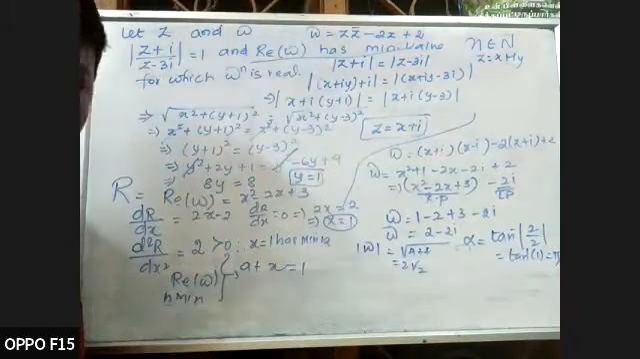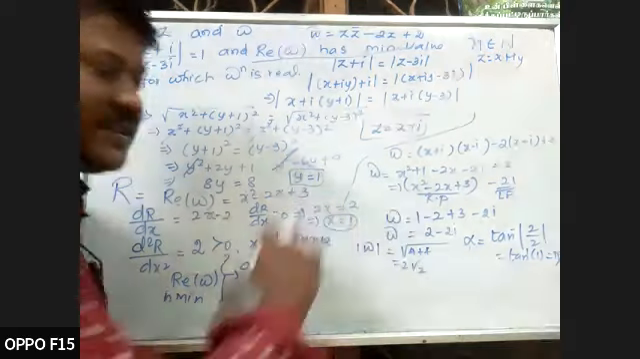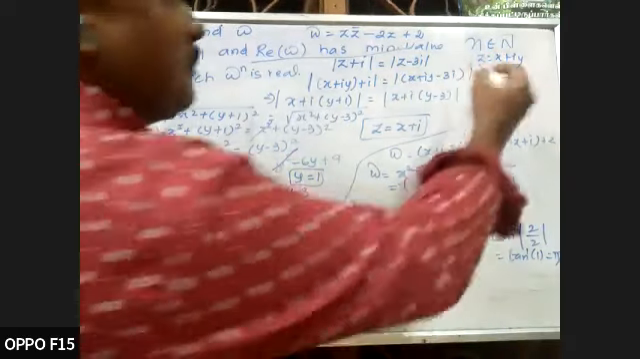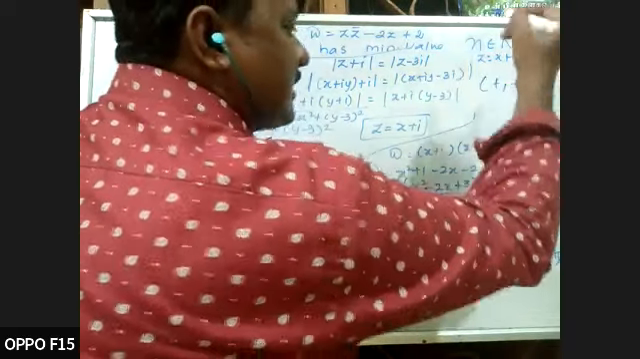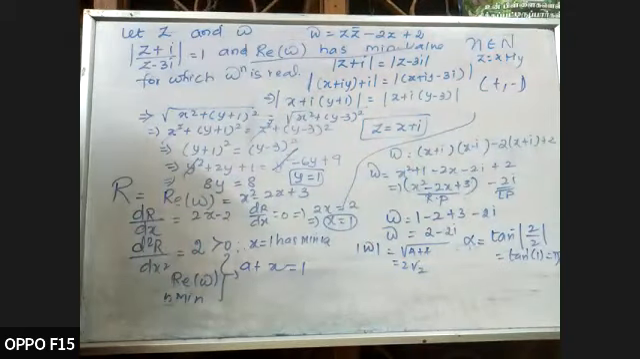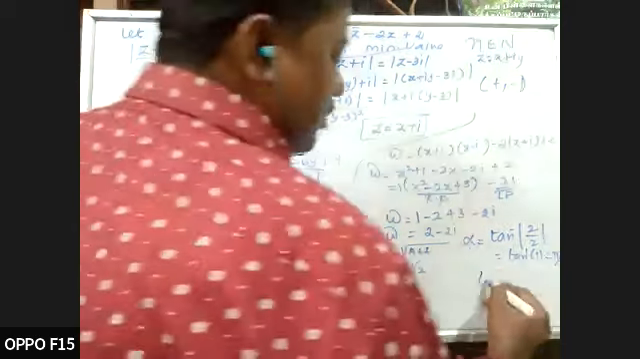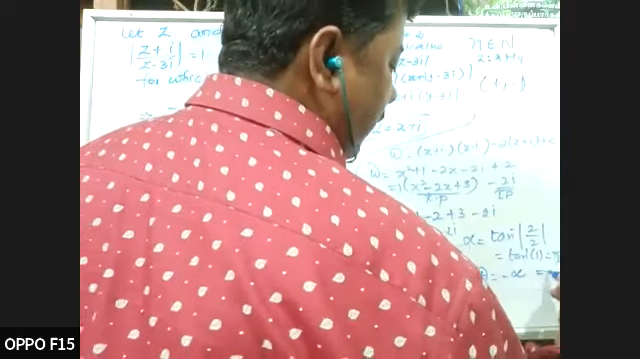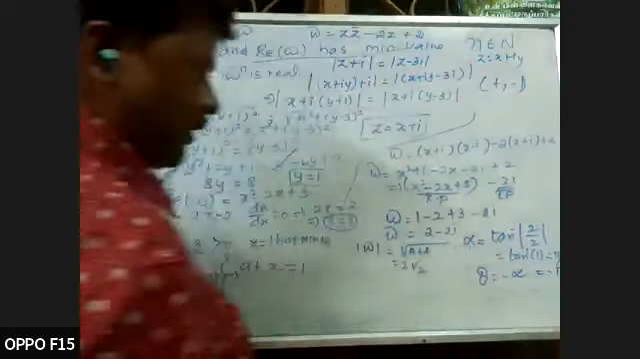This is alpha. To find the principal argument, I have to see which quadrant this omega lies in. Look at the plus minus signs. Which quadrant? Come on, quick. Fourth quadrant. Fourth quadrant means that the theta value is minus alpha. Therefore, the principal argument theta is equal to minus alpha. I can write this as minus pi by 4.